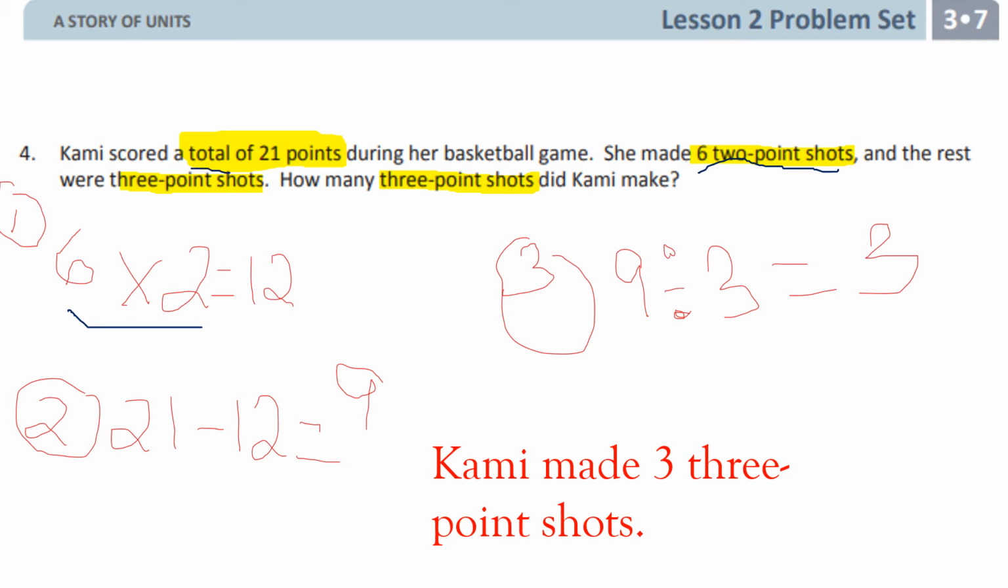Then we know there is a total of 21 points. So I did 21 minus 12, which got me to 9, because we need to figure out how many 3-point shots were left. So what am I going to do? 9, which was this answer, divided by the only other part on here we didn't use, the 3. So 9 divided by 3, which is 3. So Cami made 3 3-point shots. So let's keep going.